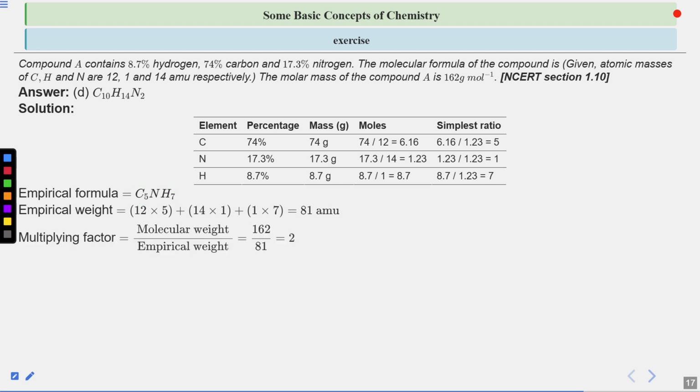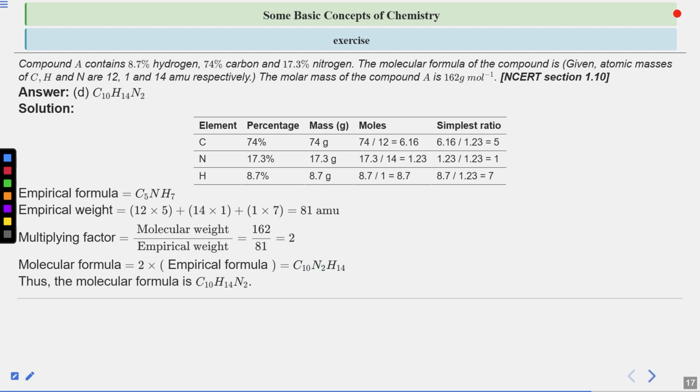Then get the multiplying factor, which is molar mass divided by the empirical mass, and its value will be 2. Yes, you have to divide it by the empirical mass. Lastly, multiply this factor 2 throughout the empirical formula. So 2 multiplied by 5 will be C10. 2 multiplied by 1 for nitrogen will be N2. And 7 multiplied by 2 will be 14 for hydrogen. Therefore, the molecular formula of this given compound is C10H14N2. So this was all for today's class.